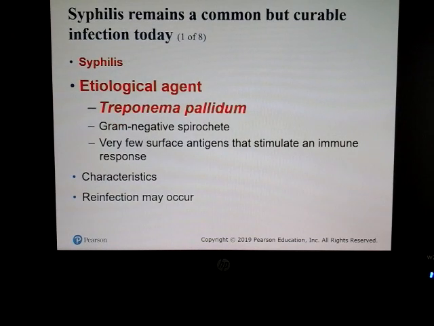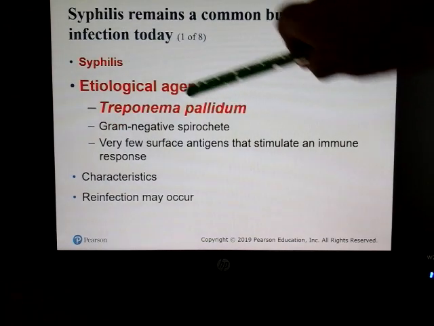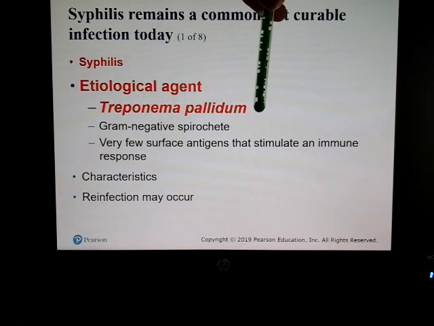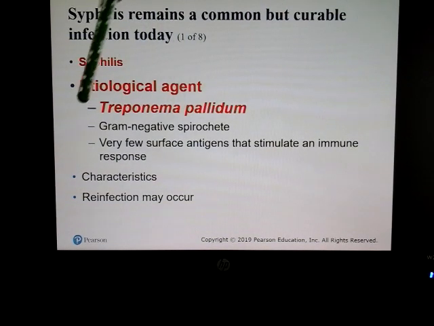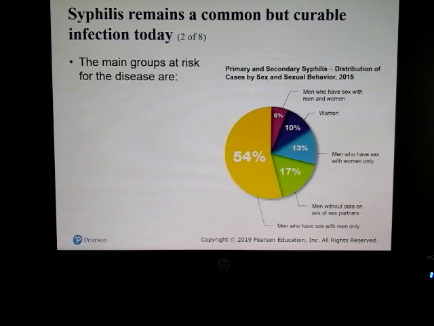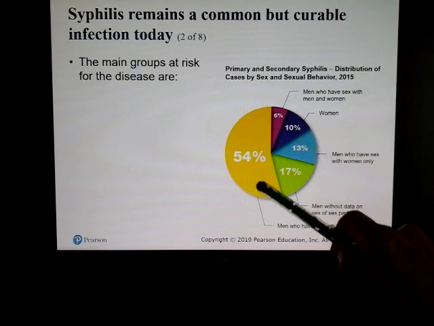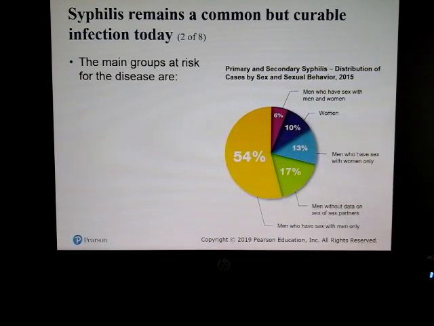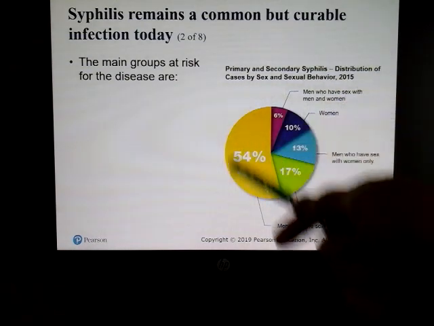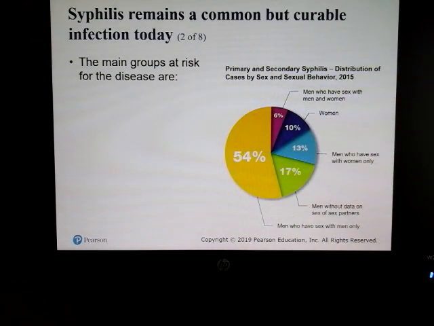For syphilis, please know it's caused by Treponema pallidum. Again, syphilis caused by Treponema pallidum. 54% of those cases are in men who have sex with men only. And you can see the distribution based on sex, like having same sex or heterosexual sexual activity, etc.